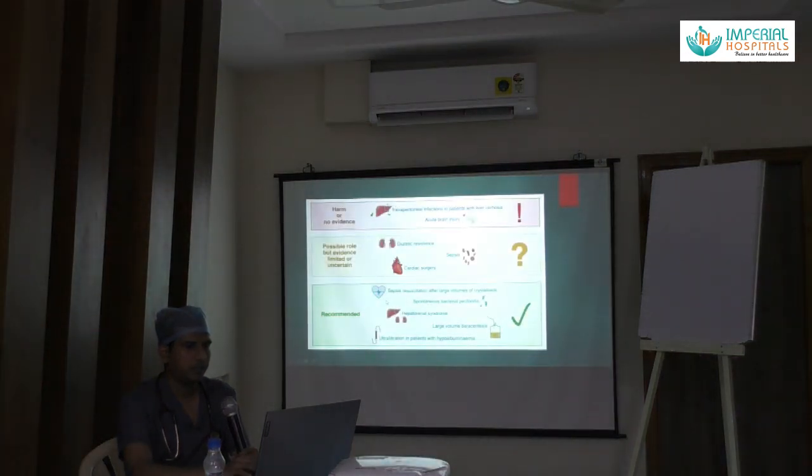The proven indications for albumin are sepsis resuscitation after large volume crystalloid, but only 4% albumin is recommended; spontaneous bacterial peritonitis and hepatorenal syndrome, large volume paracentesis, and ultrafiltration in patients with hypoalbuminemia. In all these conditions, it is recommended to give albumin. But studies are still going on, and there is no proven role in diuretic resistance, sepsis and cardiac surgery. Where we give albumin and do more harm is in acute brain injury and extraperitoneal infections in patients with liver cirrhosis. It is almost contraindicated.